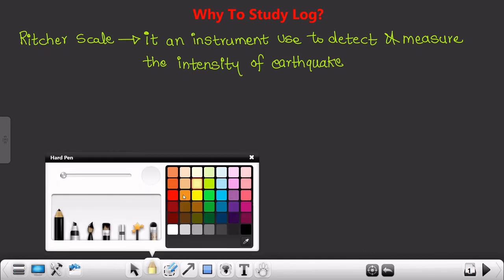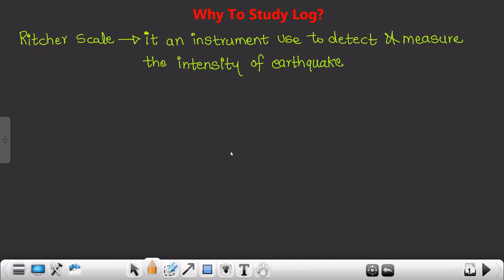Actually in log there is one formula, or one rule. I know that I have not taught you any rule, but as of now just try to think in this way. If you have any number, let's suppose 10 raised to x, in log we write it as log of 10 raised to x to the base 10. So this is one rule. I know you don't know anything about log, but it's absolutely fine. You just see this particular thing.